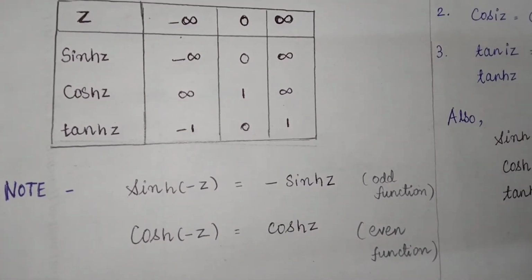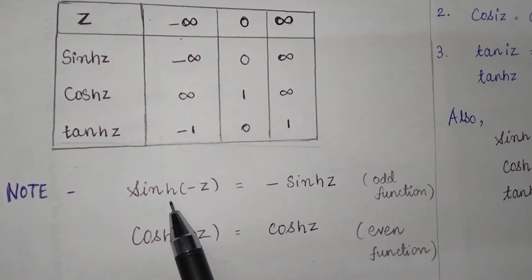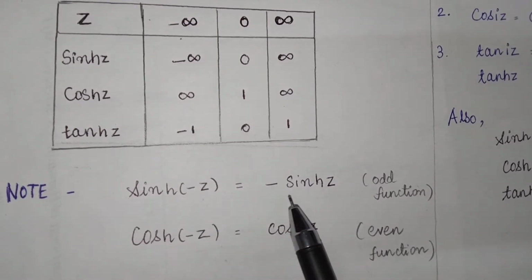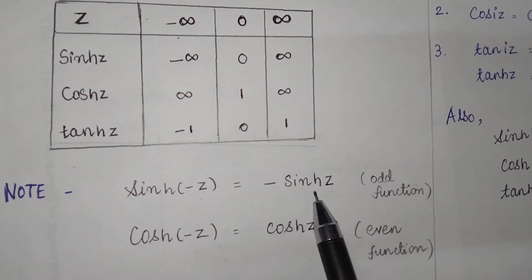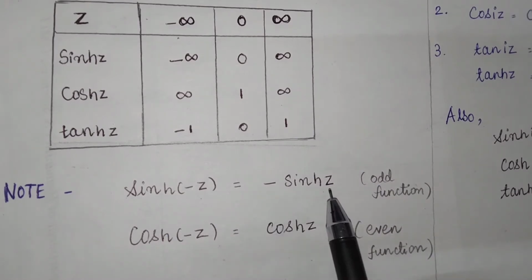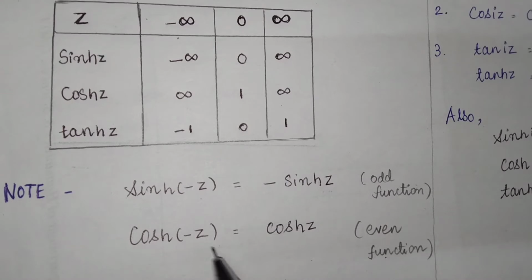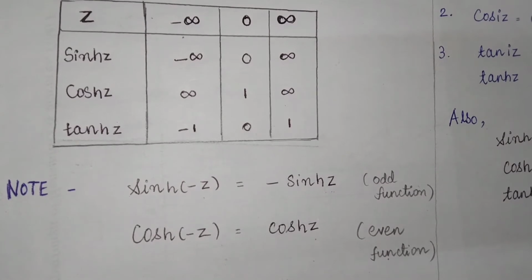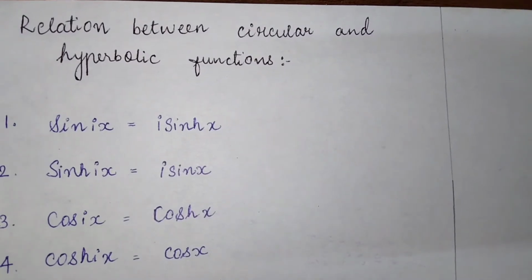And again it is noted here that sinh of minus z is equal to minus sinh z, as sin is an odd function, the minus sign will remain here. But if you take cosh of minus z, then as it is an even function, the minus sign will not be written here, and so we will get cosh z. Okay? So the value of sinh minus z is equal to minus sinh z, and cosh minus z is equal to cosh z.